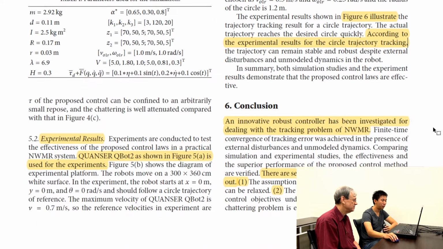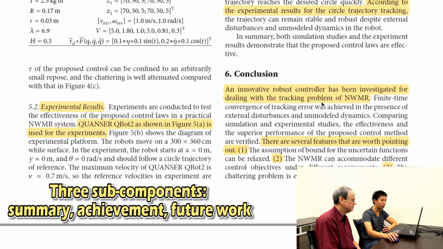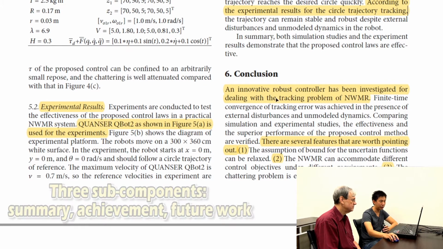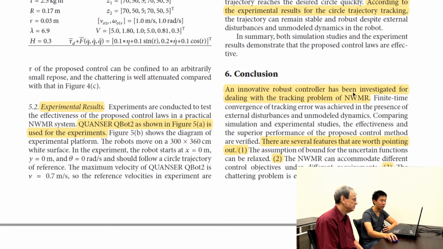Right. Okay, let us move to the conclusion divisions. In this, we will have three types of conclusion. The first one is a summary. As you see at the first component marker, it says an innovative robust controller has been investigated.